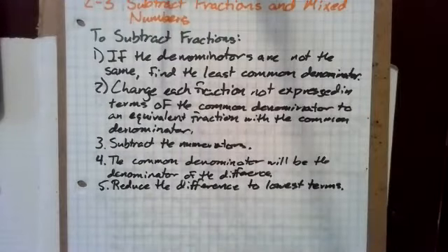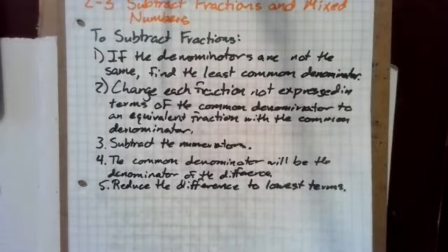In this section, we'll subtract fractions and mixed numbers. To subtract fractions, if the denominators are not the same, find the least common denominator. Change each fraction not expressed in terms of the common denominator to an equivalent fraction with the common denominator. Then subtract the numerators. The common denominator will be the denominator of the difference, and reduce the difference to lowest terms. These are pretty much exactly the same rules that we use for adding fractions. We're just subtracting instead.